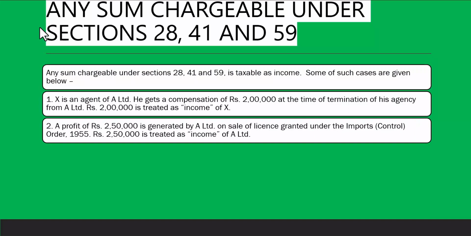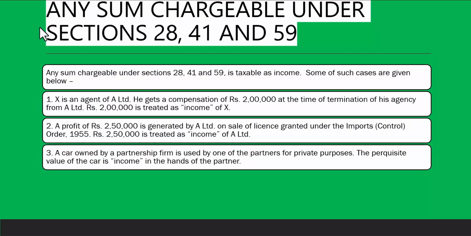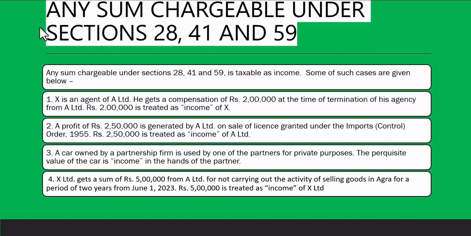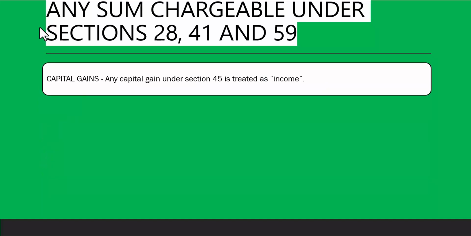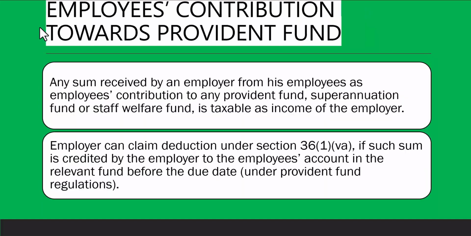A profit of 2,50,000 is generated by A Limited on sale of license granted under the Import Control Order 1955. Rupees 2,50,000 is treated as income of A Limited. Of course, these examples we'll do later because I have to explain everything to you. So I'm just skipping them at the moment.